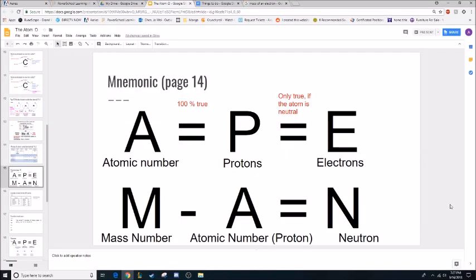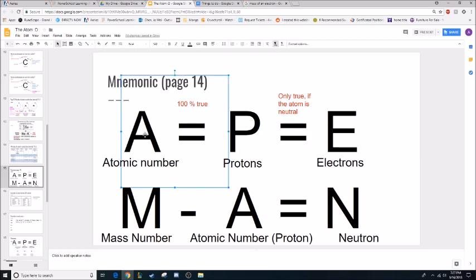Okay, in this video, we're going to be figuring out how to calculate protons, neutrons, and electrons in an atom. And this is the mnemonic that I would use to help you memorize it.